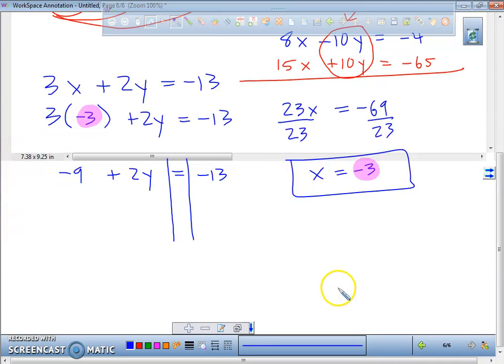Now, I don't know what to do now. I want to solve for y. I'm so stuck. You add negative 13 and negative 9. Add 9 to this side and add 9 to this side. Did you get 22? No. Negative 22. No. Negative, wait. What do you mean? Negative 4. Negative 4, that's correct. There's 13 negatives and 9 positives.